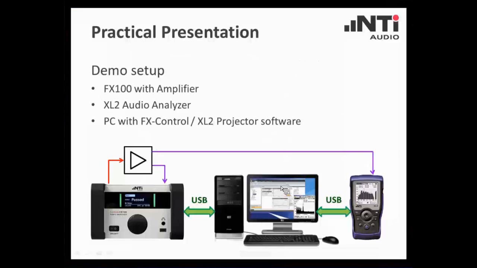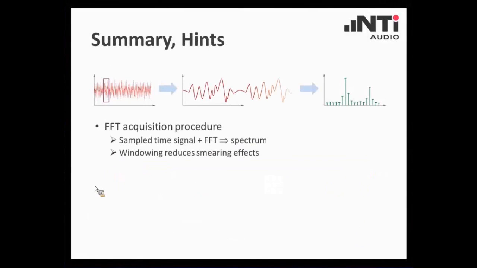Okay, let me get back to my presentation and summarize the key points of what I have shown to you. First of all, the basic calculation principle of an FFT. We start with cutting out this capture window from the time signal. We sample it. The FFT will append the sampled signal to it. Of course, we also apply the windowing in order to get smooth transitions, and then the system calculates the FFT spectrum.